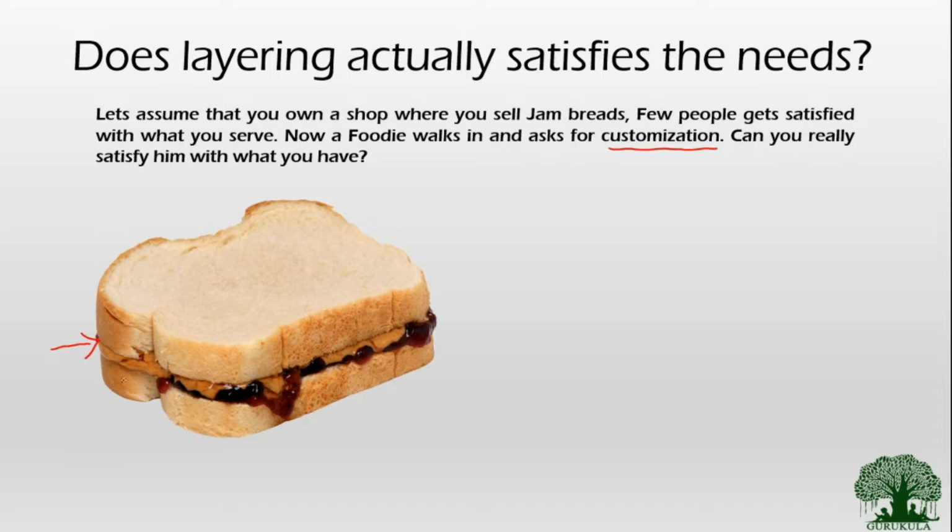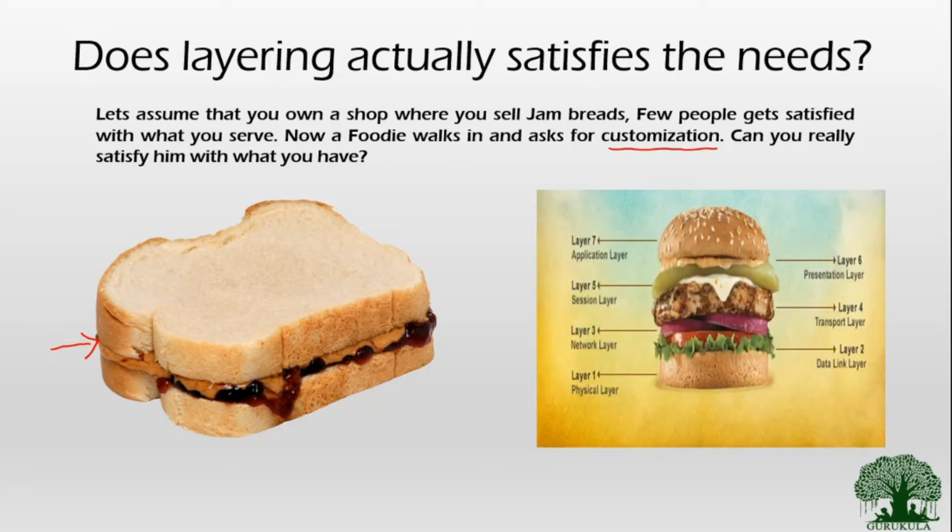Now, what if 10 people enter your shop and they are asking for 10 different types of jam breads? That is really not possible for us to make the customizations that satisfy all the people individually. So the one and only way to satisfy them is we should have this kind of architecture.